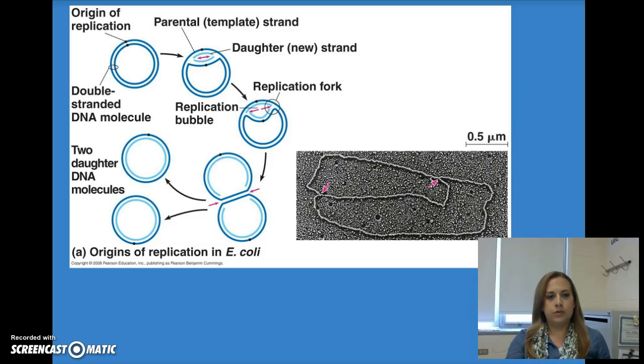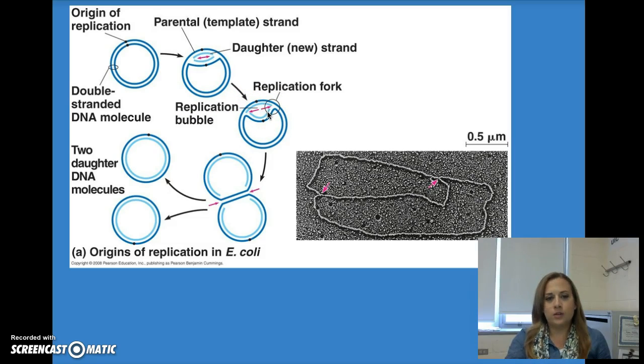So here's an example of this. You can see we've got our origin of replication right here. The dark blue is going to be the parental or template strand of DNA, and the light blue is going to be that new daughter strand. And you can see replication is starting here, moving in both directions, so it's moving this way, it's moving that way. We call this area where replication is occurring the replication bubble.